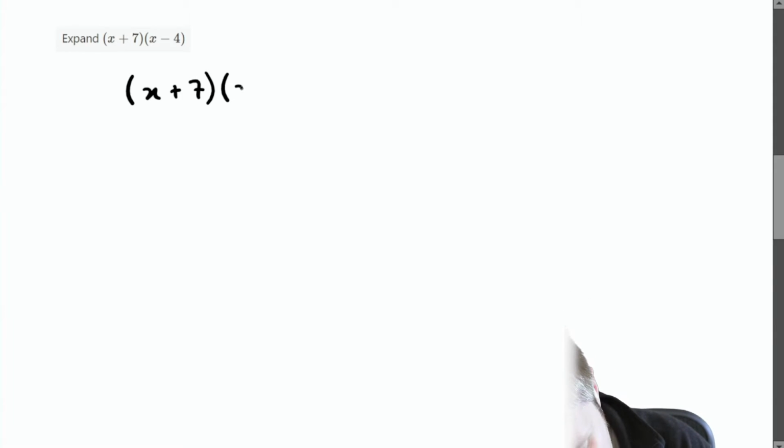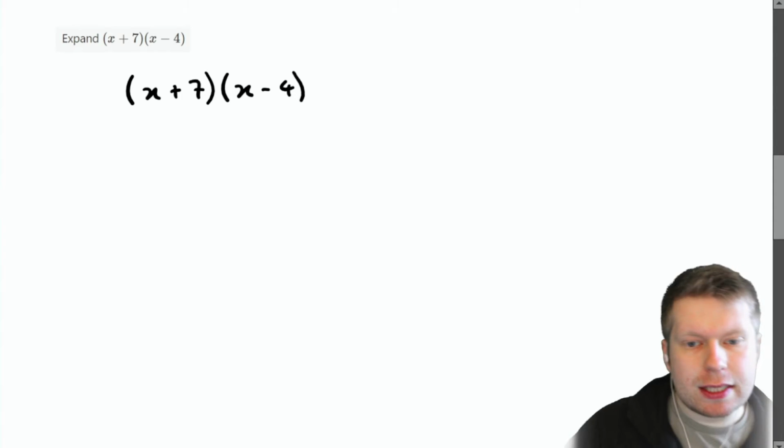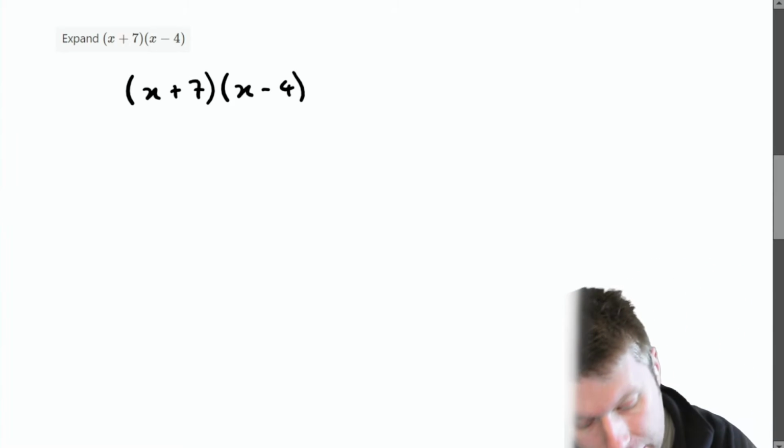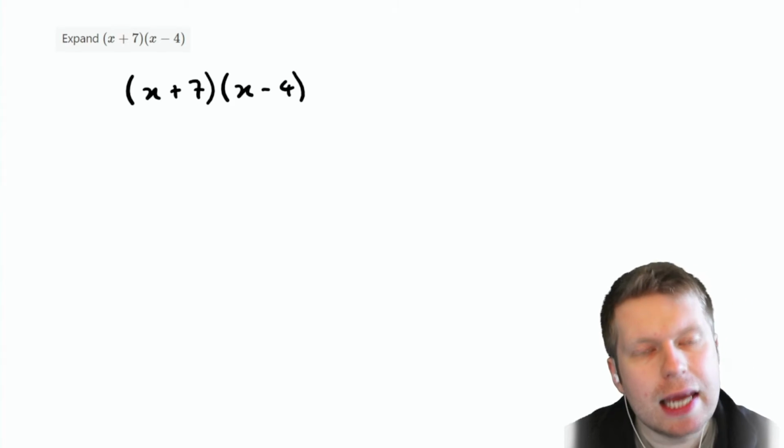2 sets of brackets. So I have x plus 7 as one set of brackets and x minus 4 as another set of brackets. Okay, so similar kind of thing as before, I need to make sure that everything in the first bracket gets distributed over every term in the second.